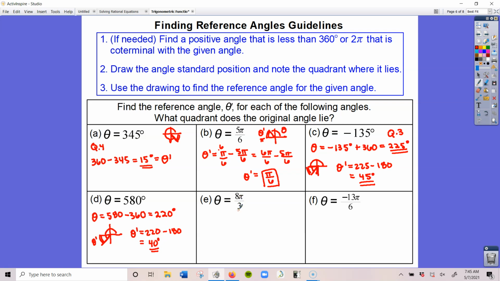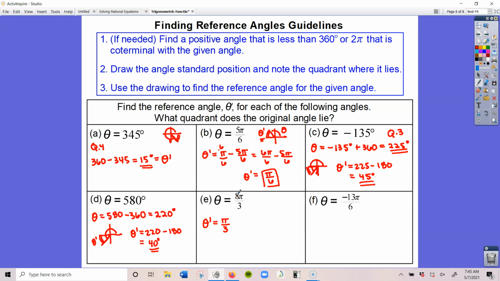So this would be my reference angle. For 8 pi over 3, we don't necessarily need to do much work. My reference angle is going to be pi over 3. However, you will in the future need to know at least what quadrant this lies in.